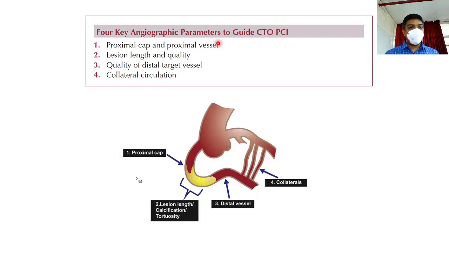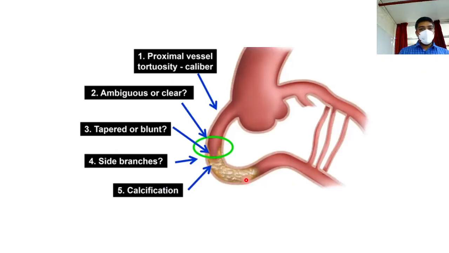So the proximal cap and the proximal vessel, the length of the lesion and the quality of the lesion, whether it's calcified or not, then the quality of the distal target vessel and collateral circulation. We will go into detail about the collaterals also, that is whether it's a good collateral or not, the angle this collateral makes, whether we can pass a wire, how easily we can pass it. All those parameters we'll be discussing.